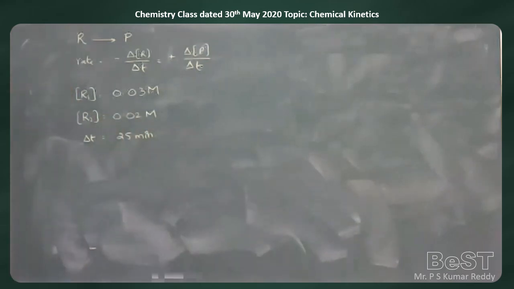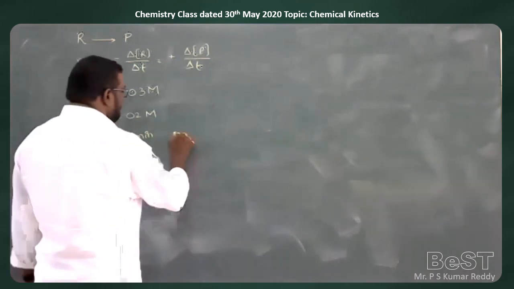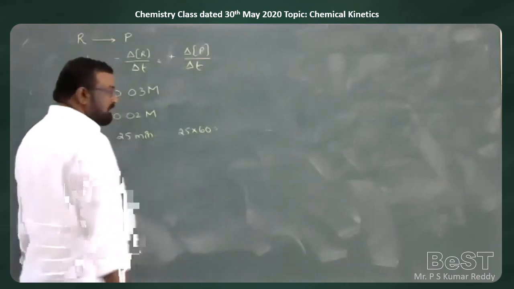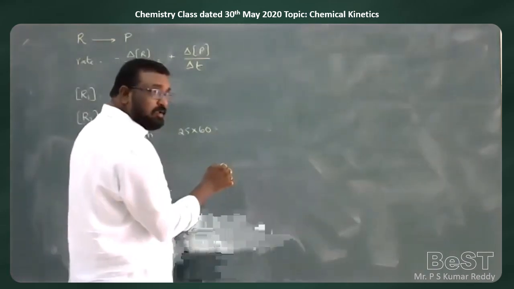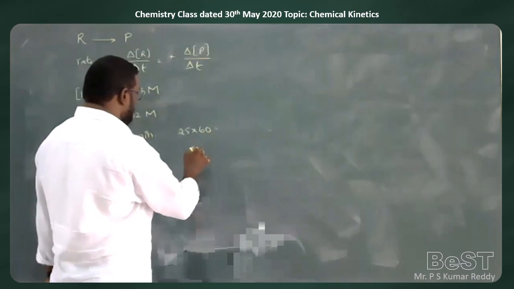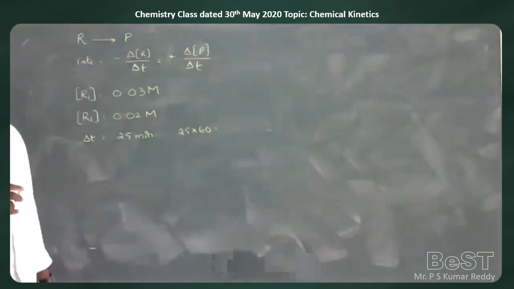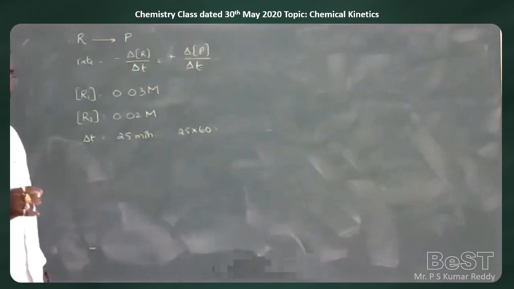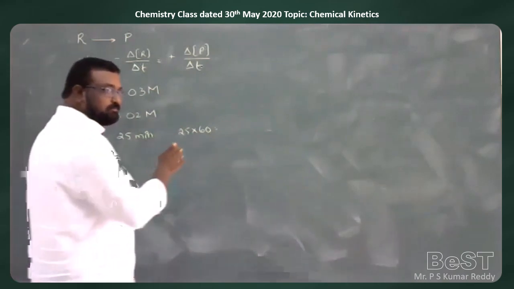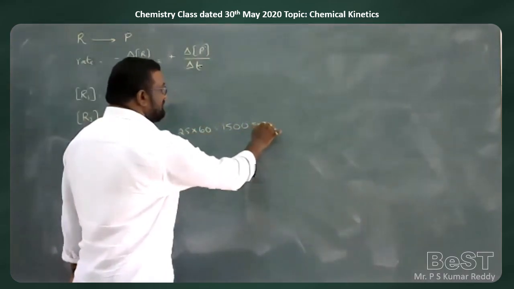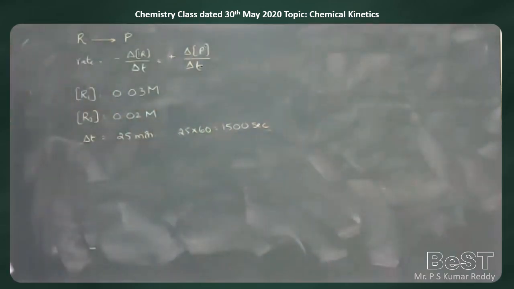Now they are asking us, so 25 minutes can be converted into 25 into 60, so that they asked us to convert into seconds. 25 into 60 is 1500 seconds. So they asked us to calculate the rate with reference to minutes and seconds also.